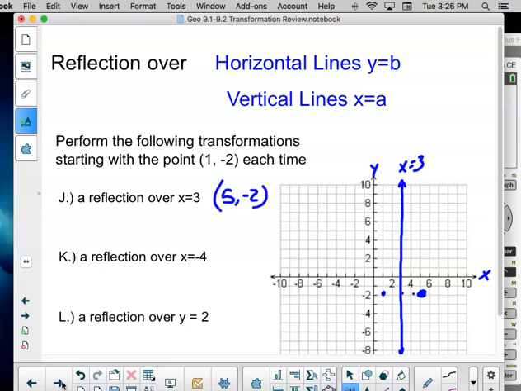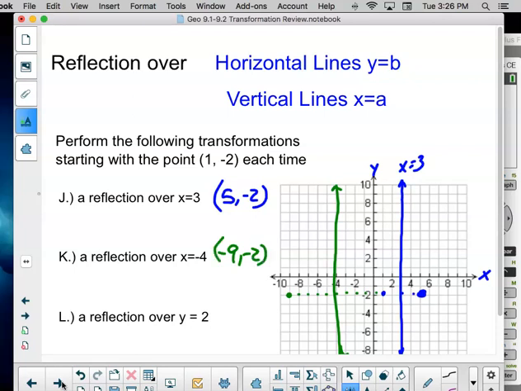A reflection over the x equals -4 line is your turn. Give it a try. Okay, x equals -4 comes across here. And I'm going to count this: 1, 2, 3, 4, 5, and that's 1, 2, 3, 4, 5. So right here is my reflection. So at (-9, -2) is my new point.